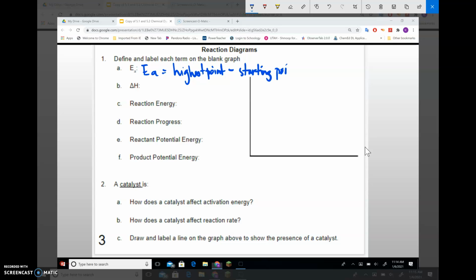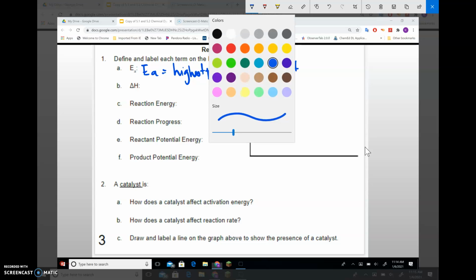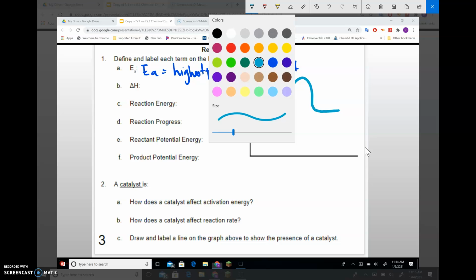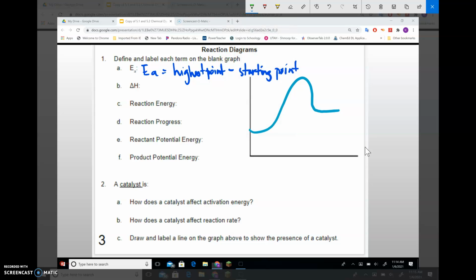So for example, if we're doing this graph down here, let's say I draw a little graph. Let's say this is 10, 20 kilojoules, 30, 40. We'll say that this one's at 40, and this one's at 60.